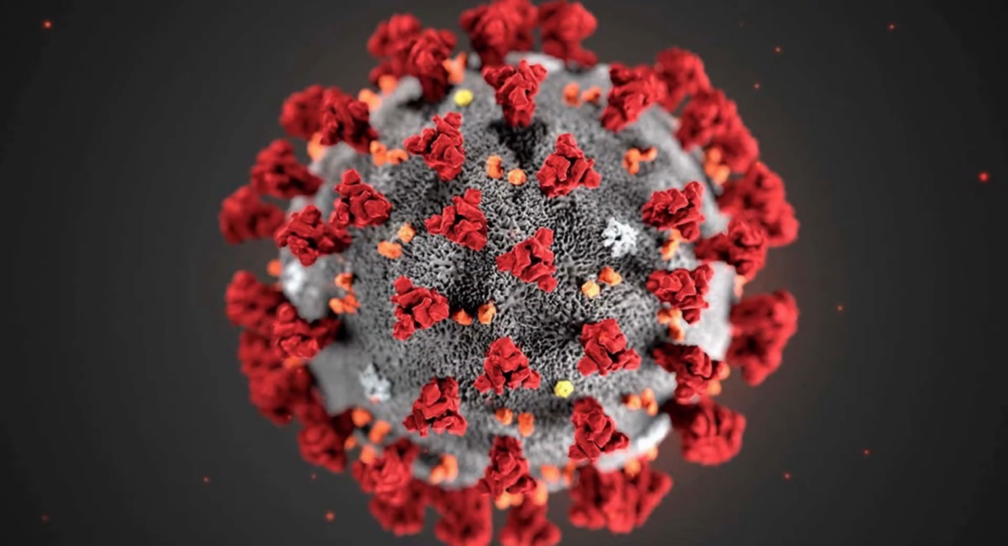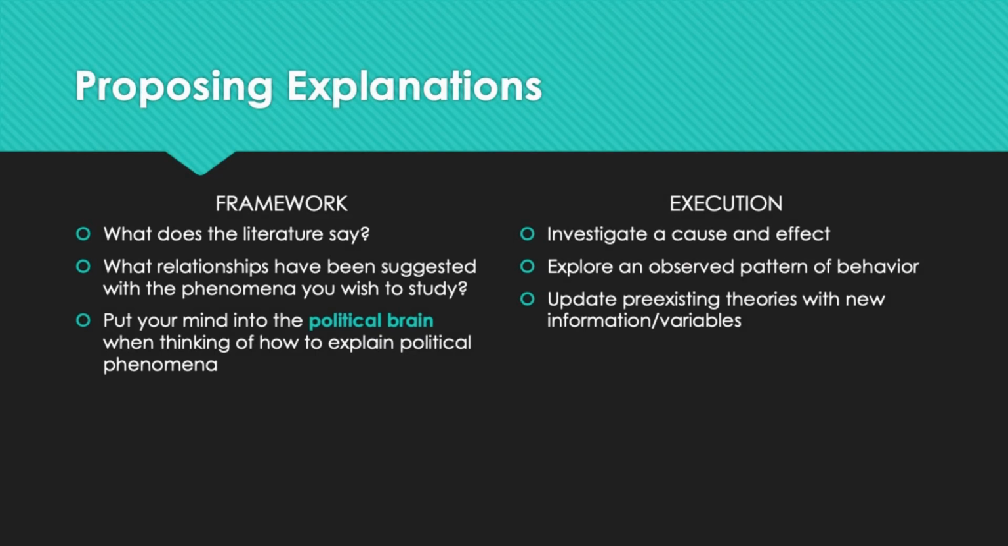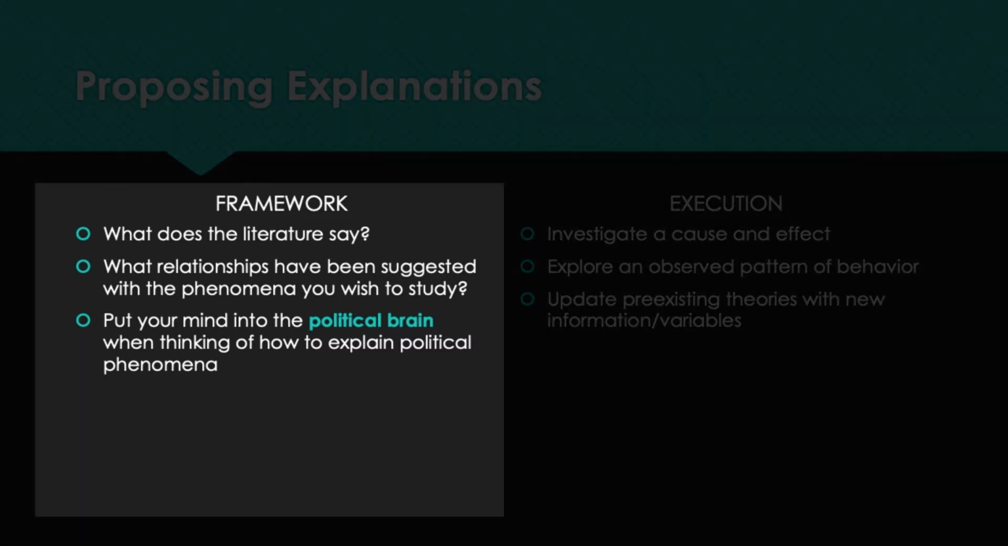Say we wanted to investigate the political response to the COVID pandemic in each state. So our research question might be something like, why did some states enforce stricter policies than others in response to the COVID-19 pandemic? And when you're trying to offer an answer for your research question, there are three major things that you should be thinking about. Now let's start with the framework of proposing an explanation.